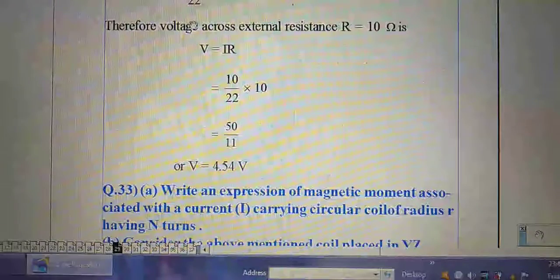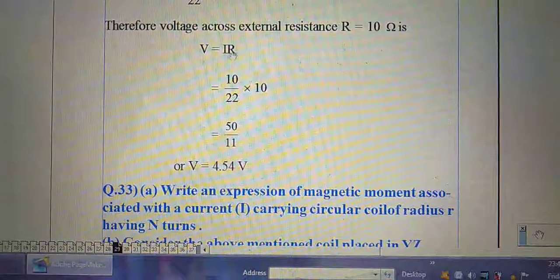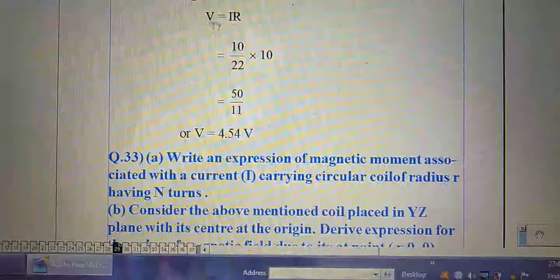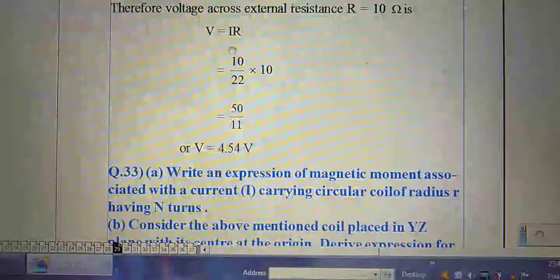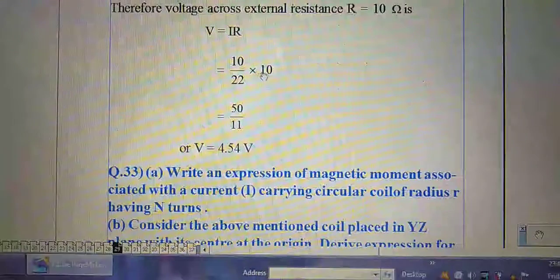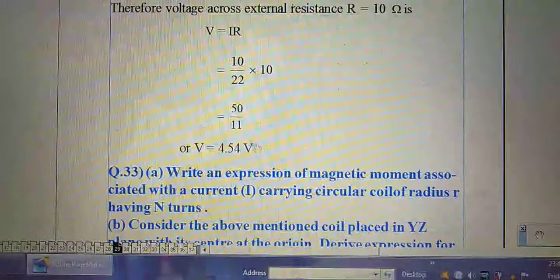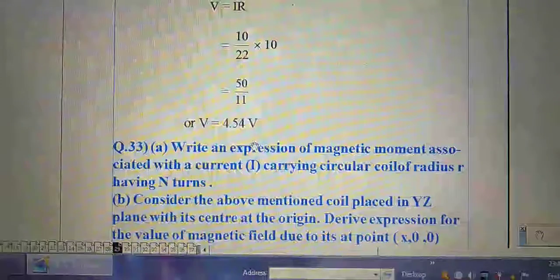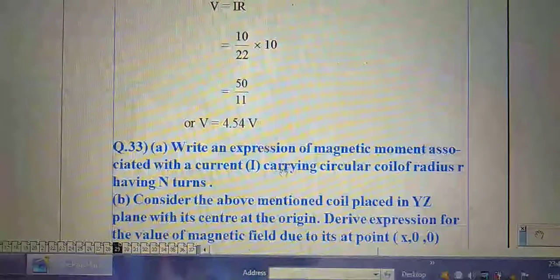So I equals 10 by 22. Now as per the question, we have to find the voltage drop across the external resistance capital R. So what is the formula? V equal to IR. The value of I is 10 by 22, R is 10, so 50 by 11. After calculation, that is V equal to 4.54 volt.